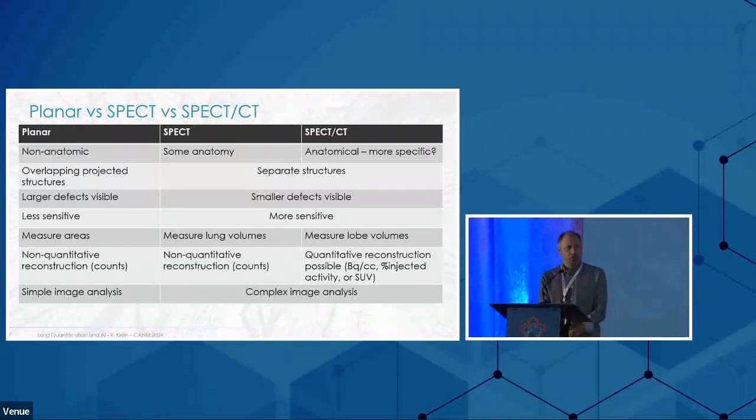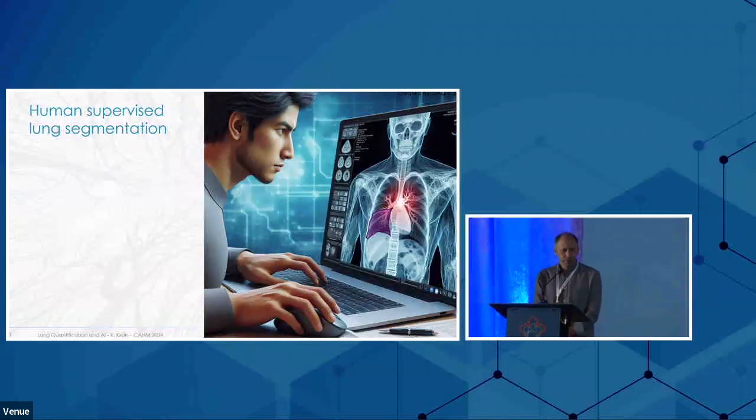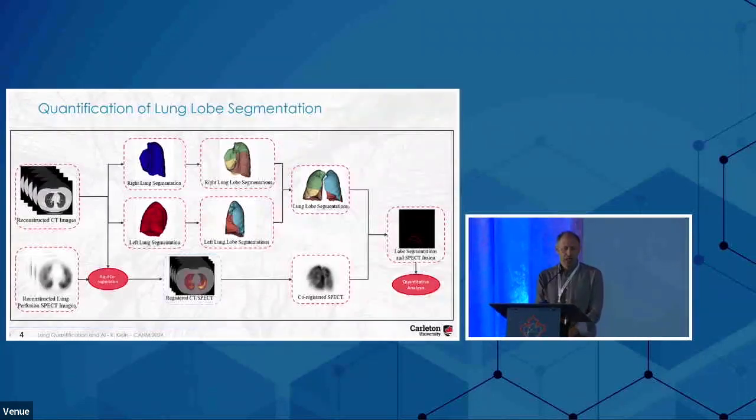And so, as you've seen with Gad's talk as well, we're really promoting the use of SPECT over planar imaging in the context of lung. And the way we've been doing that in the past was with humans doing the segmentation. The process may vary a little bit from vendor to vendor, but essentially we're starting off with a reconstructed CT image shown on top and a reconstructed SPECT study shown on the bottom.